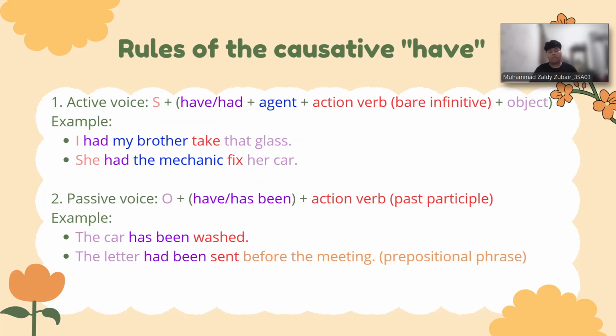The rules of the causative have. Number one, active voice: subject plus have or had plus agent plus action verb or bare infinitive plus object. Example: I had my brother take that class. She had the mechanic fix her car. Number two, passive voice: object plus have or has been plus action verb past participle. Example: the car has been washed. The letter had been sent before the meeting. Prepositional phrase.